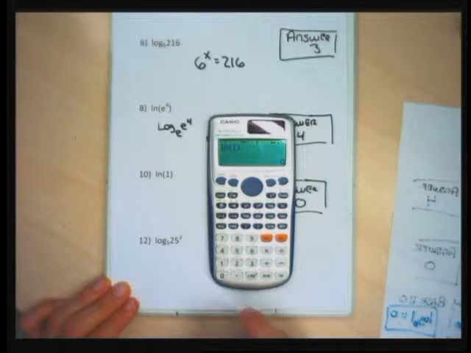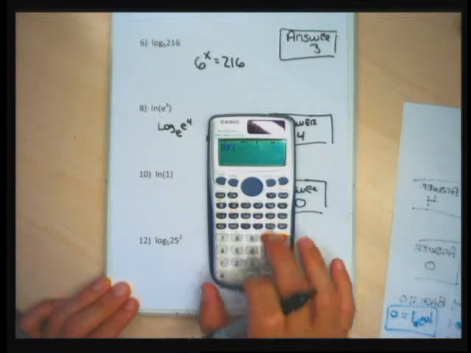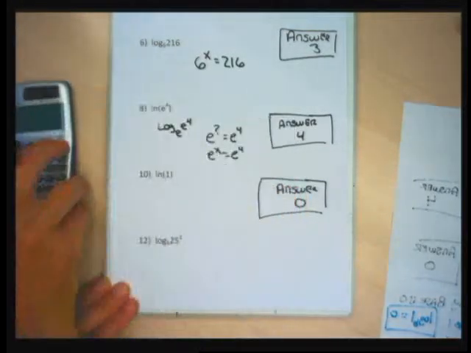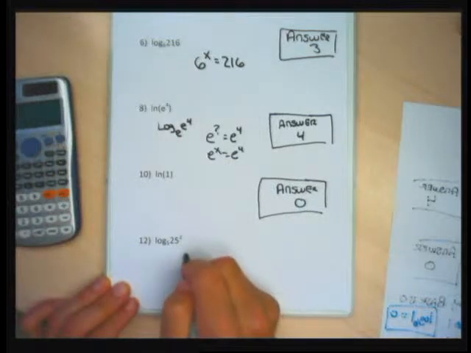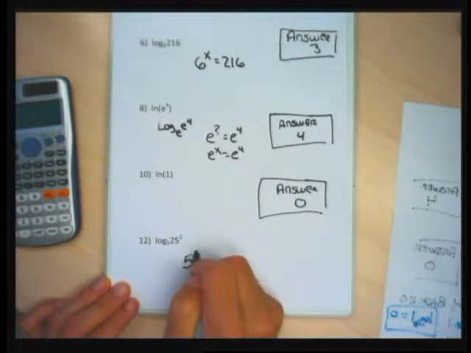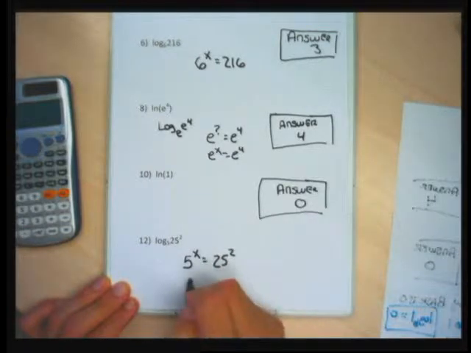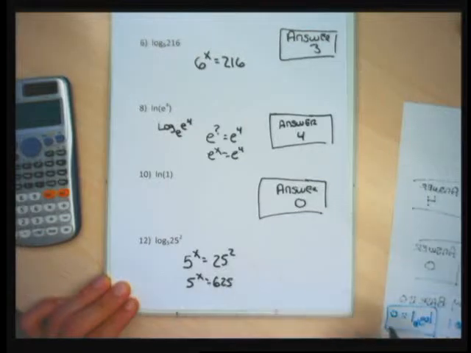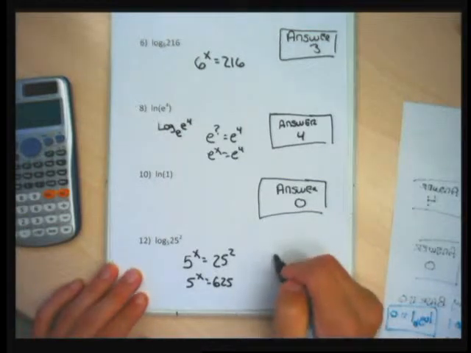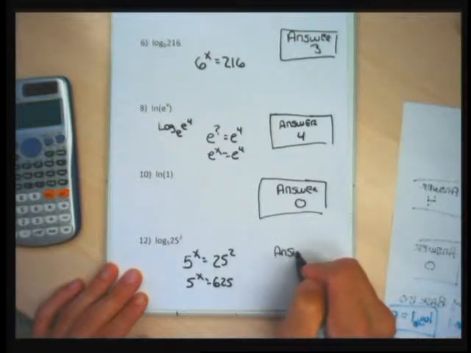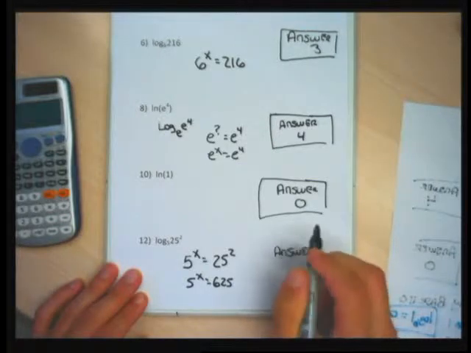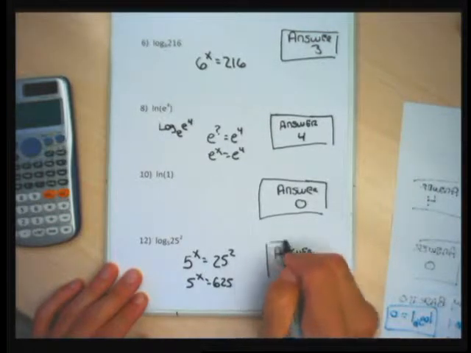12 is monstrous without a calculator. I think 25 squared is, yes. So the question that needs to be answered without a calculator is, 5 to what power is 25 squared? That is, 5 to what power is 625? I think that's 4 again. A lot of 4s on these problems. I think 5 to the 4th power is 625.